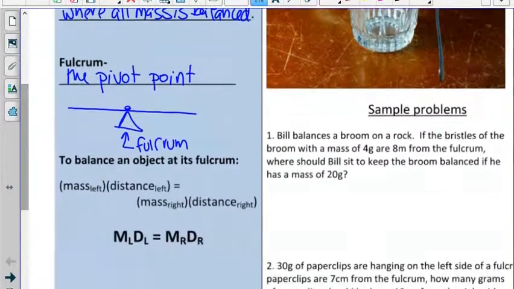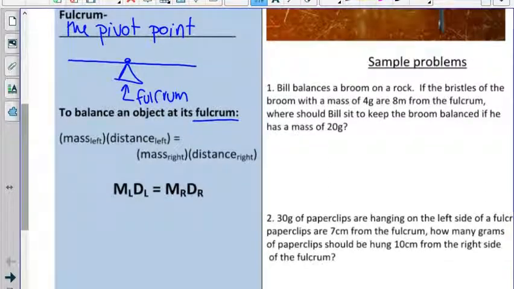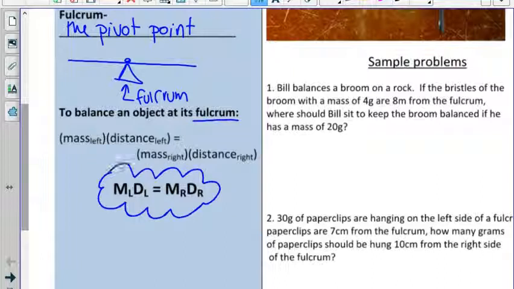Now, in order to balance an object at its fulcrum, at its pivot point, we have to use an equation, which is mass on the left times the distance on the left equals mass on the right times the distance on the right, or MLDL equals MRDR. So let's do a little sample problem. Bill balances a broom on a rock. If the bristles of the broom with a mass of 4 grams are 8 meters from the fulcrum, where should Bill sit to keep the broom balanced if he has a mass of 20 grams?